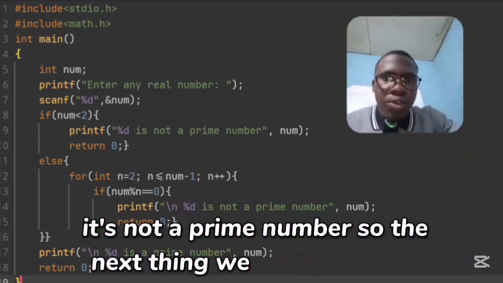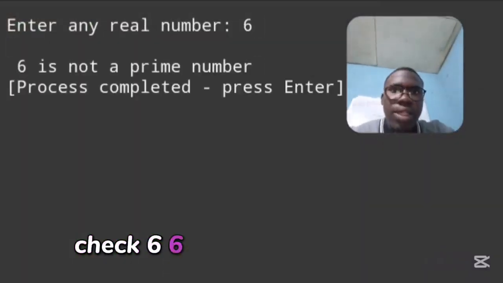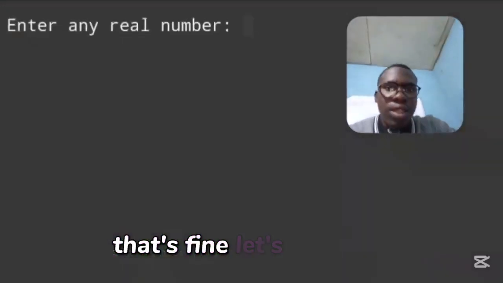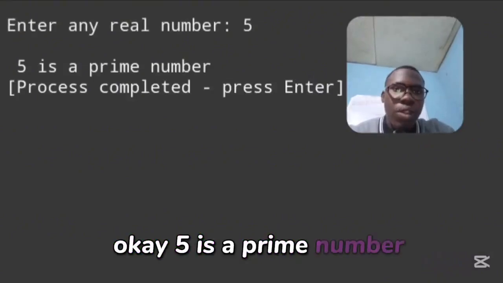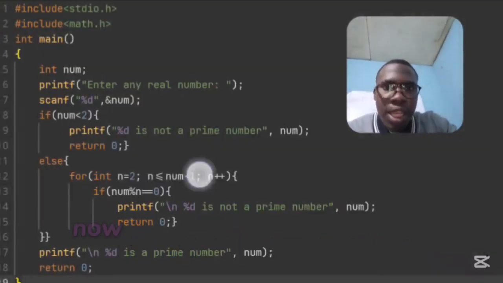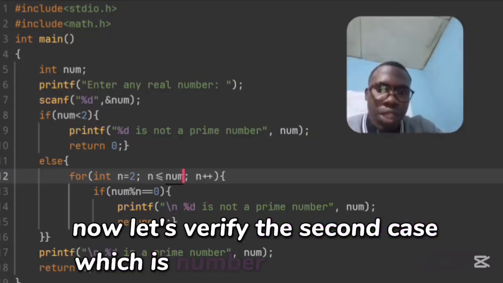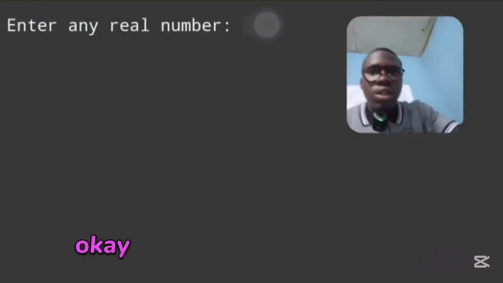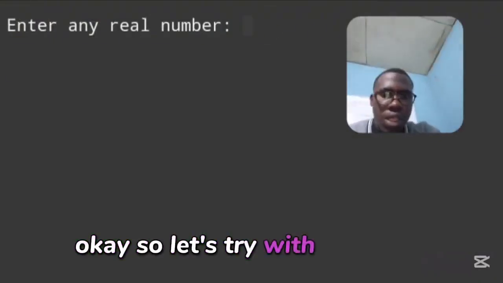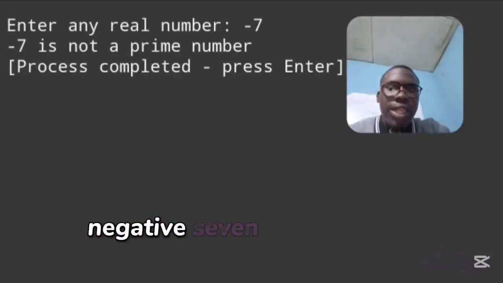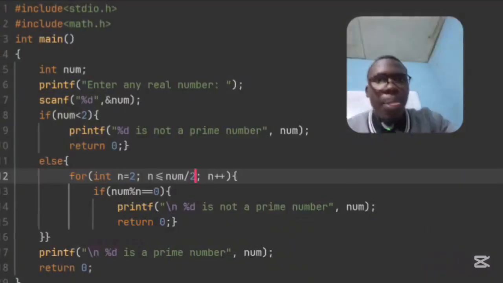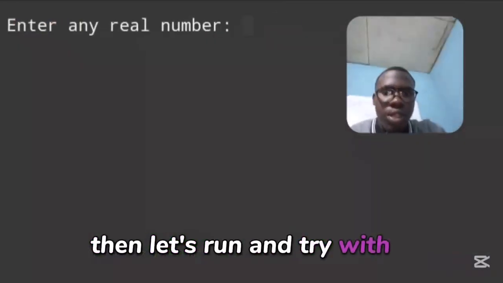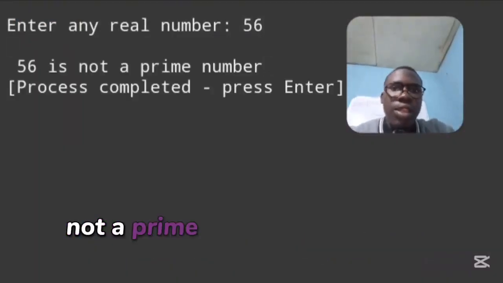So the next thing we verify here is, run, check 6. 6 is not a prime number, that's fine. Let's check 5. Okay, 5 is a prime number. That was the first case. Now let's verify the second case, which is number divided by 2. Okay, so let's try with negative 7. Negative 7 is not a prime number. Then let's run and try with 56, not a prime number.